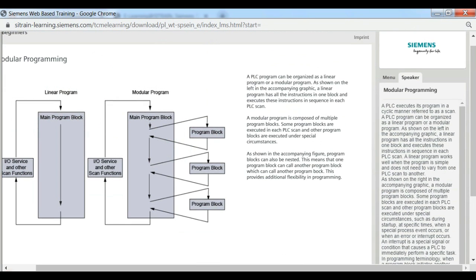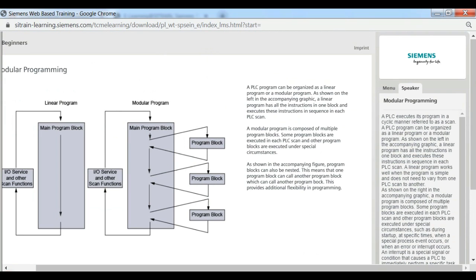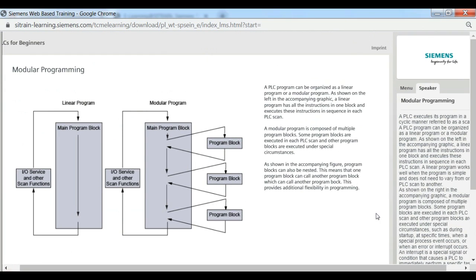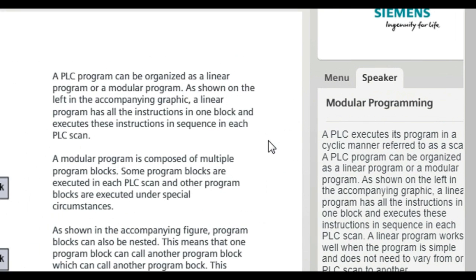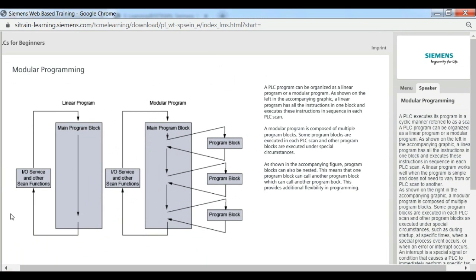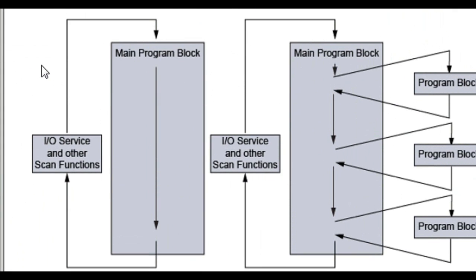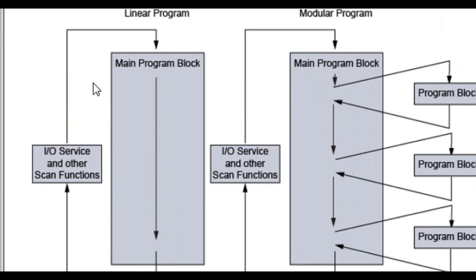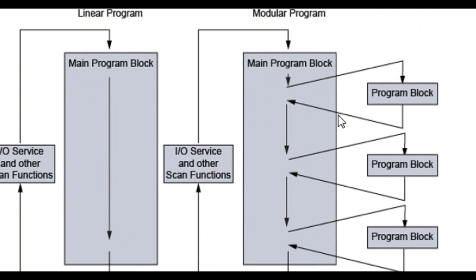A PLC executes its program in a cyclic manner referred to as a scan. A PLC program can be organized as a linear program or a modular program. As shown on the left in the accompanying graphic, a linear program has all the instructions in one block and executes these instructions in sequence in each PLC scan.